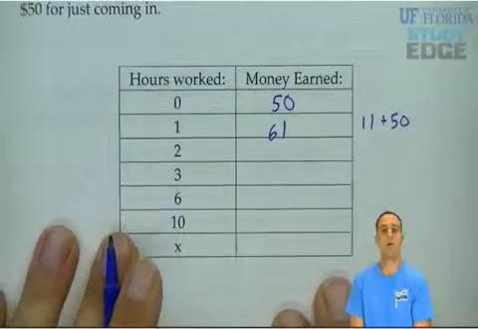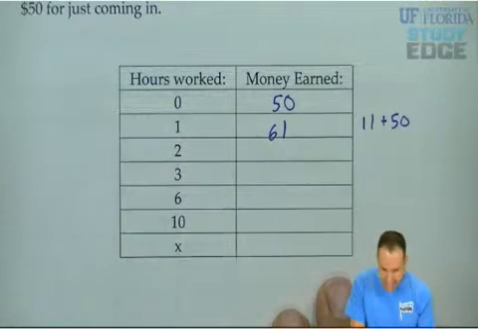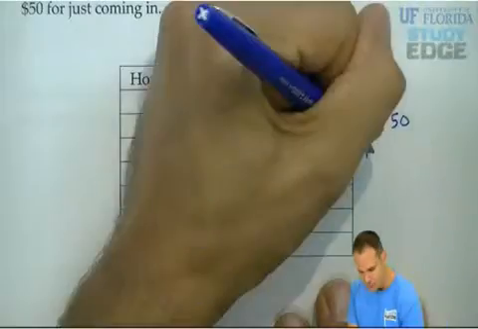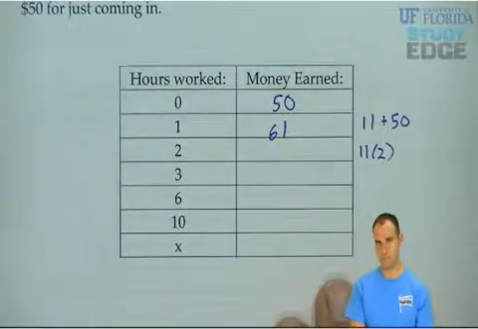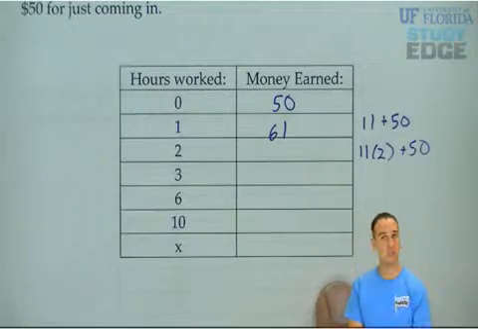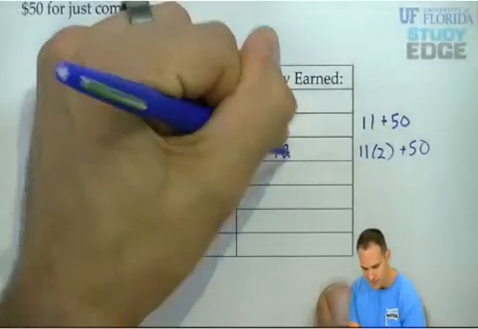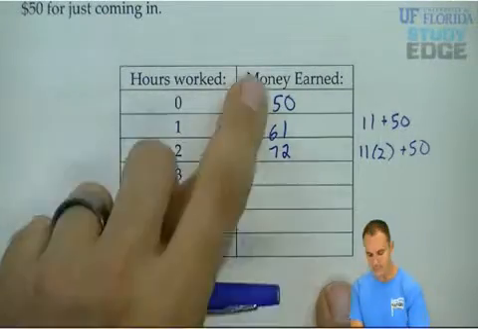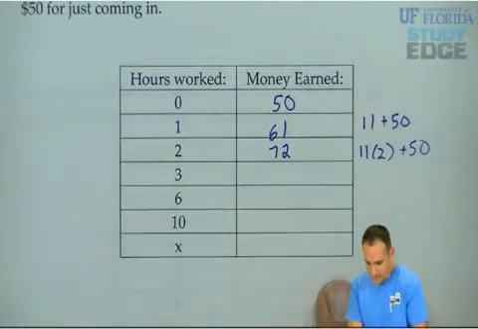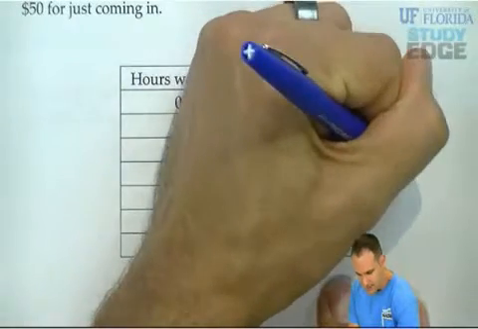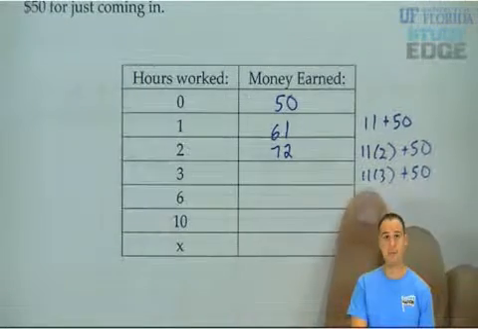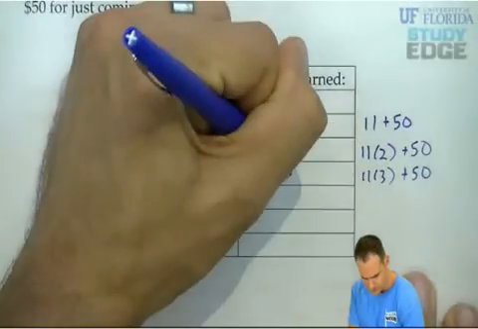What if you work 2 hours? You can add another 11, but how would you actually calculate that? You'd say, I make $11 an hour and I worked 2 hours, and then I would add on the 50 that I got for coming in. 11 times 2 is 22. Add 50 and that'll give you $72. What happens when all of a sudden it's 3 hours? We say 11 times 3, $11 an hour for 3 hours, and we add 50. So that would be 33 plus 50 is $83.